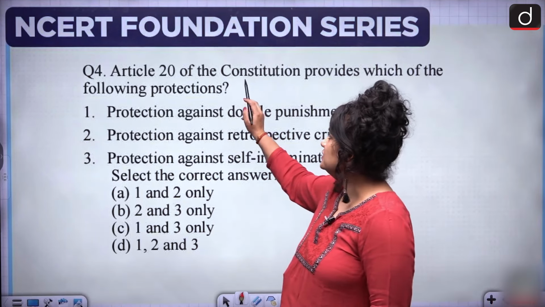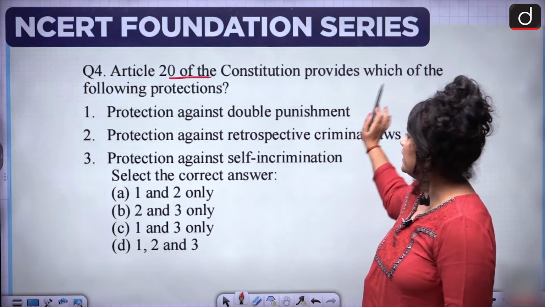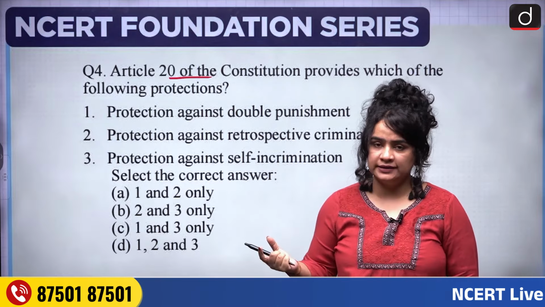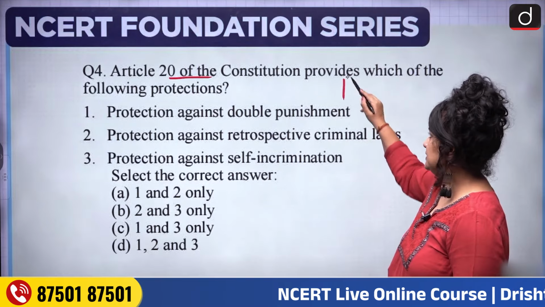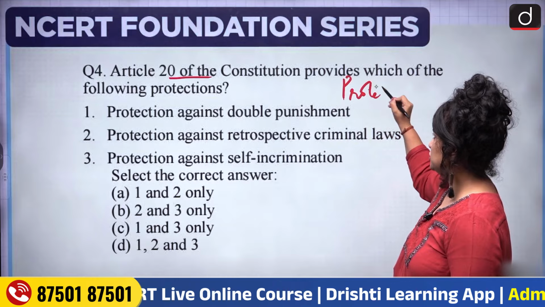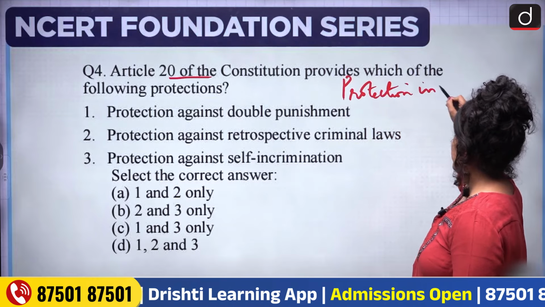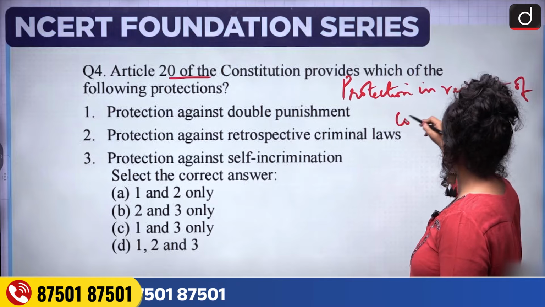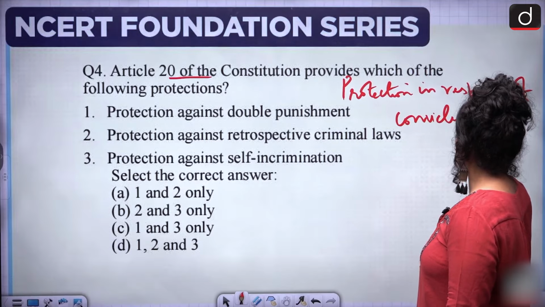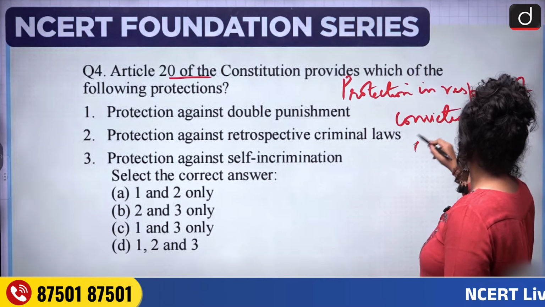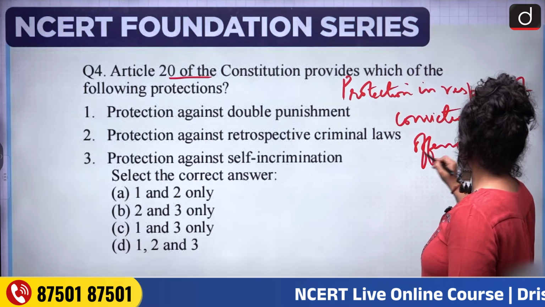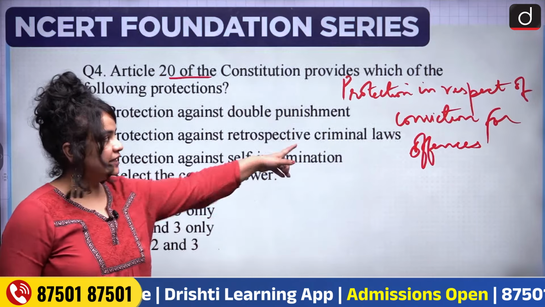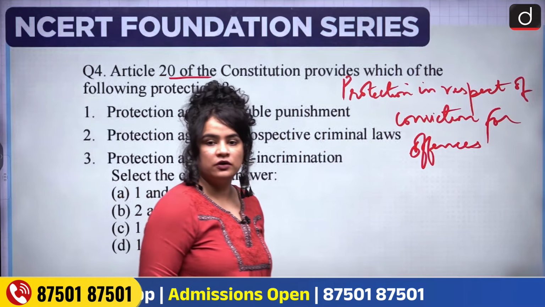Question 4 says Article 20 of the Constitution provides which of the following protections? Now let's try and recall what Article 20 is. Article 20 is basically protection in respect of conviction for offences. So this is your Article 20, protection in respect of conviction for offences.